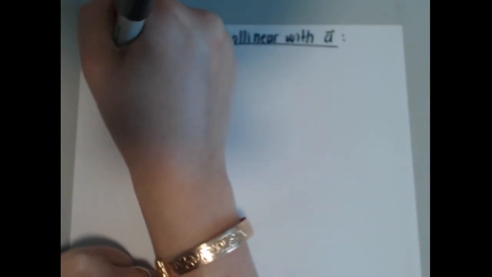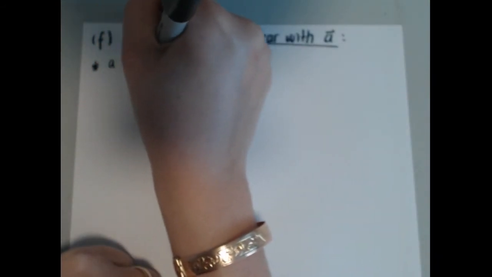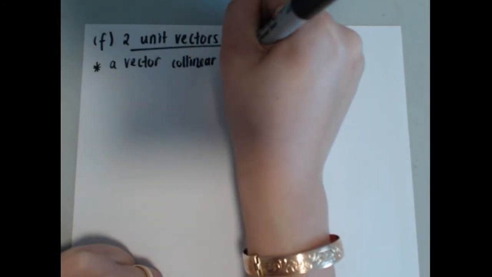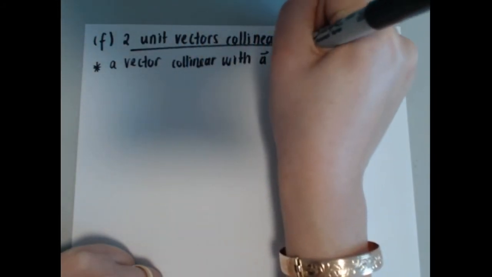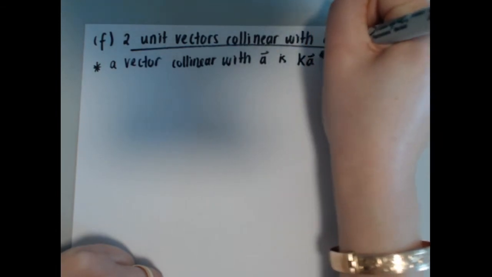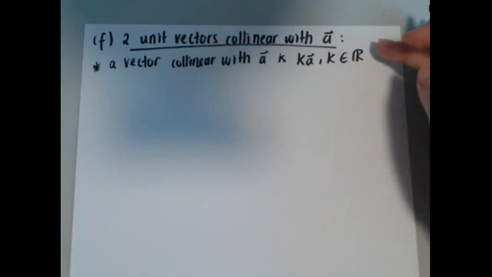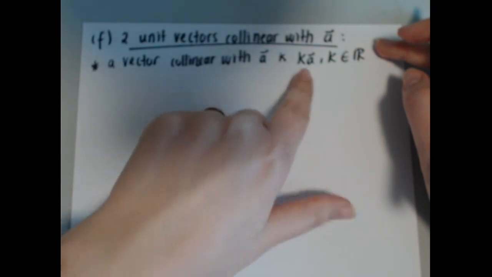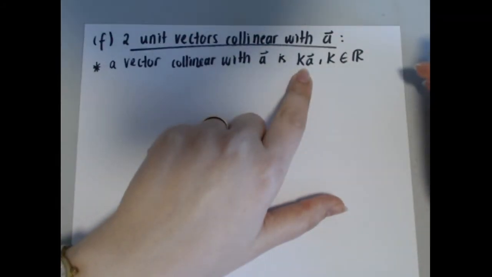Okay, so the first thing I want to identify is that a vector collinear with a is k times a, where k is an element of the real numbers. K can be an integer, it can be a constant, it can be a decimal, whatever it is. Sorry, camera lost focus there for a sec. So I need some constant times a.